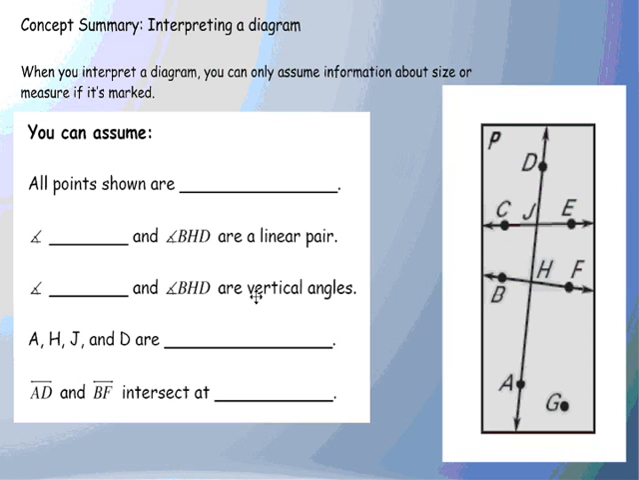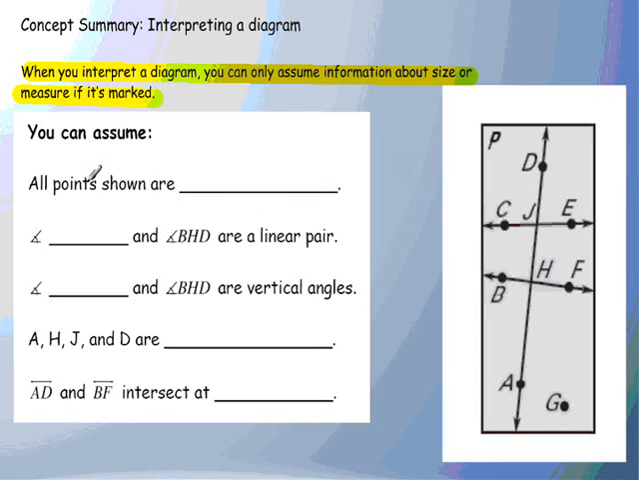Back to interpreting a diagram. When we talked about this before, we said that there were certain things you were allowed to conclude from a diagram, and then there were other things that you definitely could not say based on a diagram. If your justification was because it looks like it, then you are so very wrong. So remember this, you can only assume information about size or measure, so the lengths of segments or the measure of angles, if it's marked on the diagram. So no matter what it looks like, you must specifically see congruency markings or right angle markings.